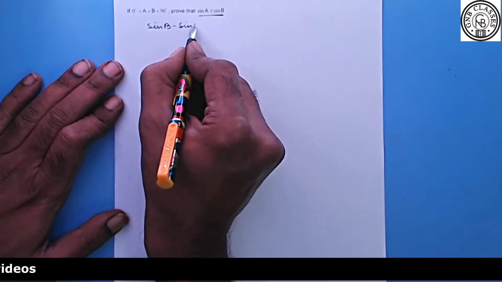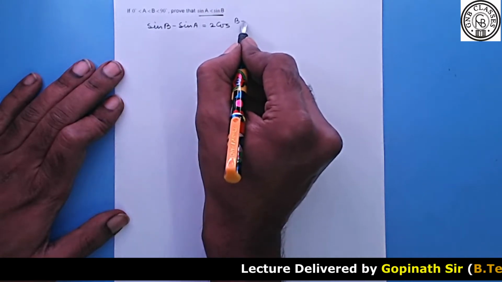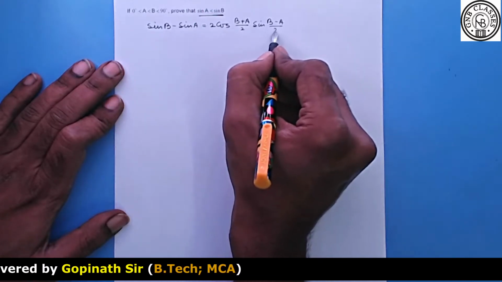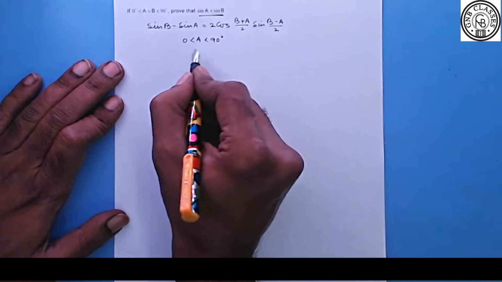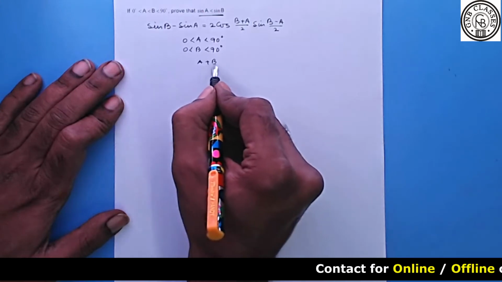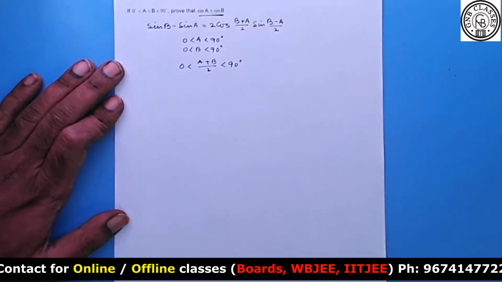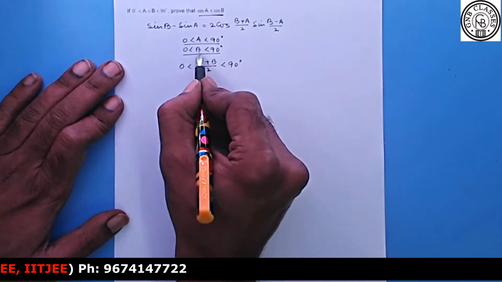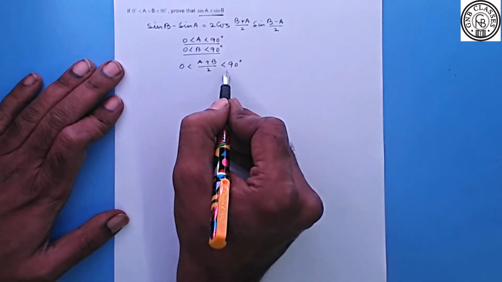Sin B minus sin A. What is sin B minus sin A? Apply the formula: 2 cos((C plus D) by 2) sin((C minus D) by 2). Now as we know that A and B are both lying between 0 and 90 degree, therefore (A plus B) by 2 will lie between again 0 and 90 degree. Yes or no? Is it clear or not? If A and B both lie between 0 and 90, then A plus B will lie between 0 and 180. So (A plus B) by 2 will lie between 0 and 90 again.